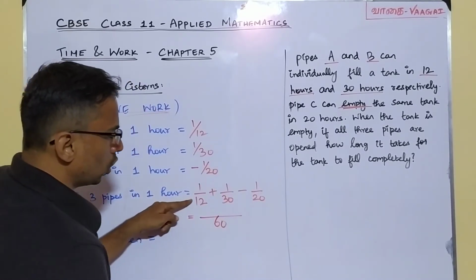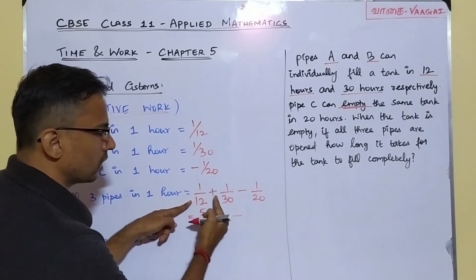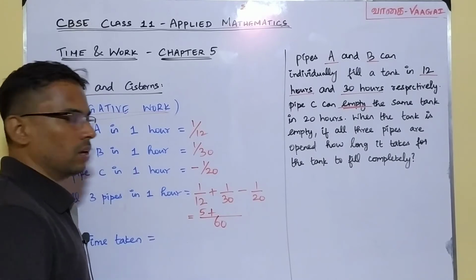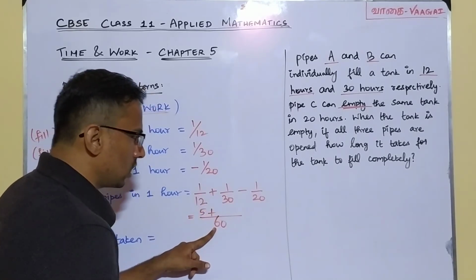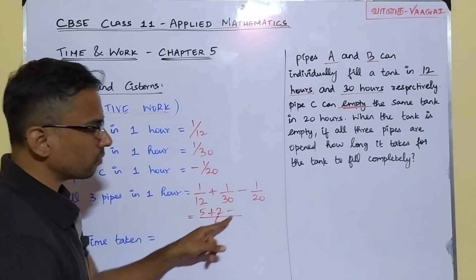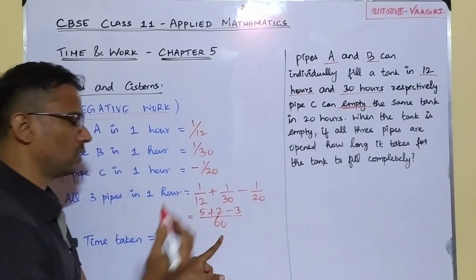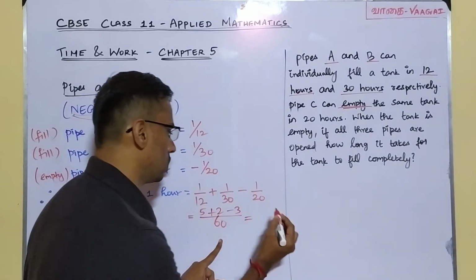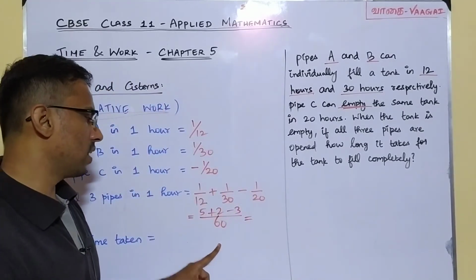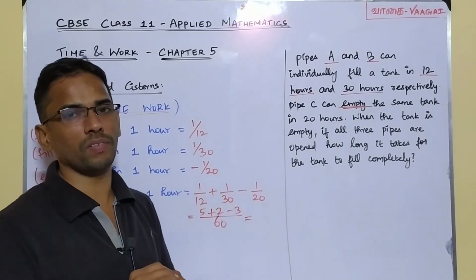So 60. 12 into 5 is 60, so 1 5s are 5. We have a plus. So plus 3 2s are 6, wait, 30 into 2 is 60, so 1 2s are 2. Minus, and last one 20 into 3 is 60, so 1 3s are 3. That's it. So this will be equal to 5 plus 2 is 7, 7 minus 3 is 4. 4/60. This is what we will get.